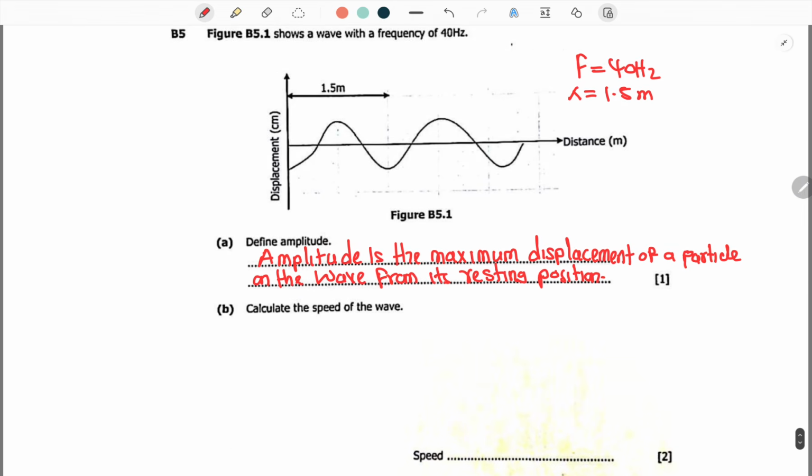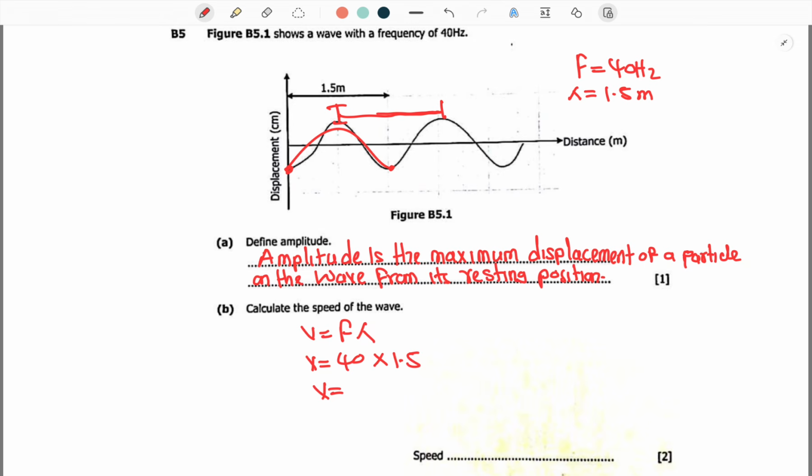Calculate the speed of the wave. Speed of the wave is equal to frequency multiplied by the wavelength. The frequency was 40 multiplied by the wavelength, which is 1.5. If you are calculating from this point, it will be from this point up to this point. If you are calculating from this point, it will be from that point to that point. That is how you calculate your wavelength. Whatever point you pick, so the same to the next.